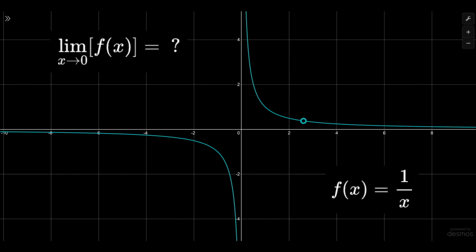Here's one from the intro of the video, 1 over x. It's a popular example because of the unbounded behavior at the origin. If we were to try to solve for the limit as x approaches 0, the left-hand and right-hand limits both approach infinity or negative infinity, meaning the limit does not exist. Because for the limit to exist, it needs to be finite.